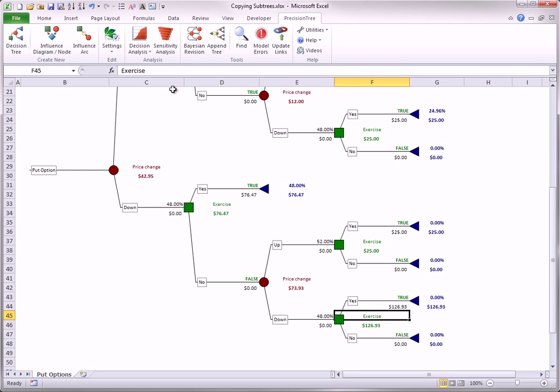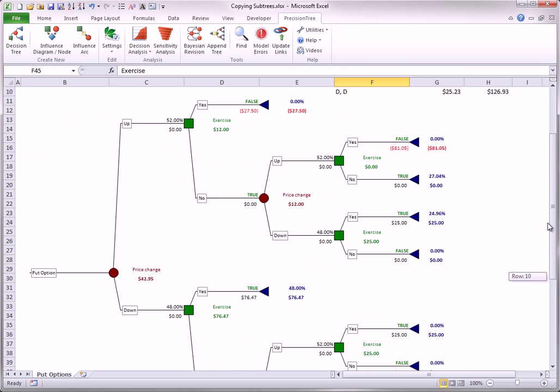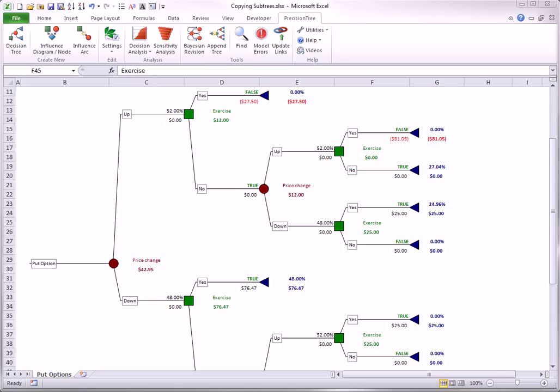Believe it or not, the tree is now complete. That's all the work it took. You can study the example on pricing puts in the PrecisionTree example files to understand the financial aspects better. But regardless of the context, you should now appreciate the power of copying and pasting subtrees. It just takes some advanced planning to make the original subtree as copyable as possible.